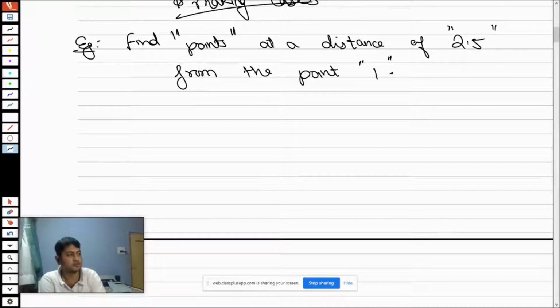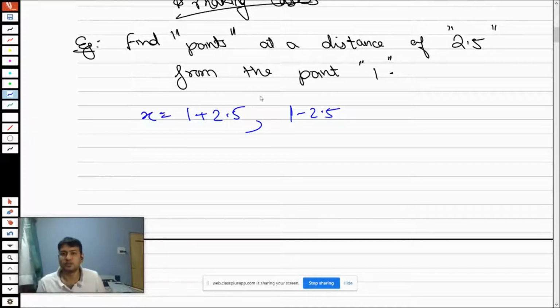Alright, so yeah, most of you got it. Okay, so the points are 3.5 and 1. Another way to do this would be at a distance of 2.5 from the point 1. So another way would be to do just 1 plus 2.5 and 1 minus 2.5. This is another way to do this.